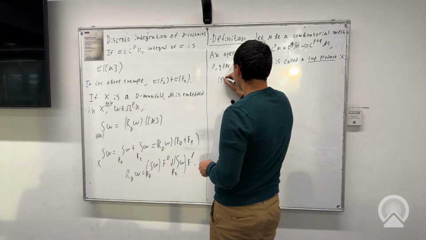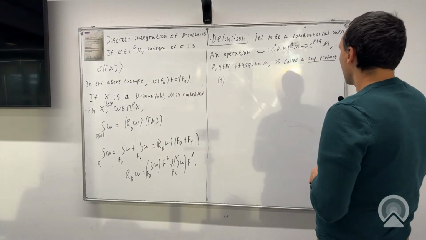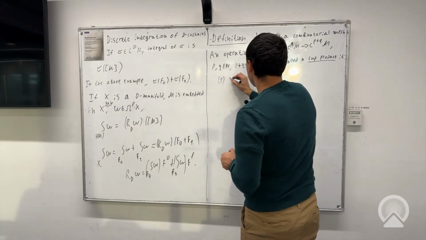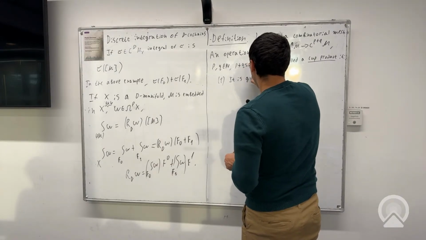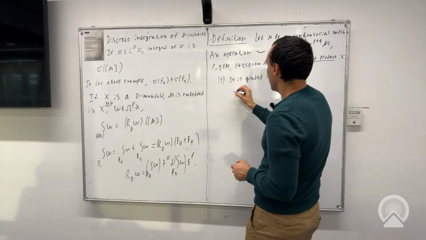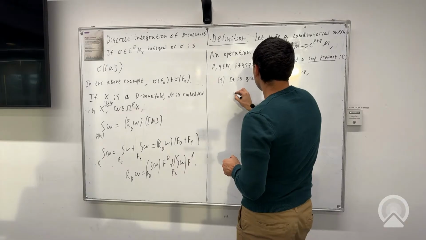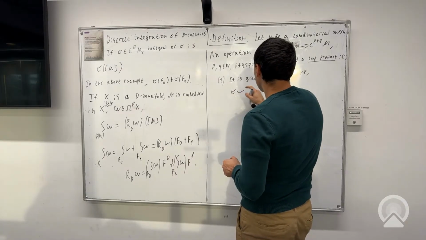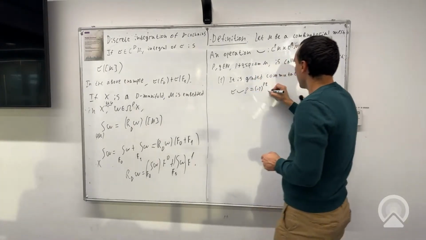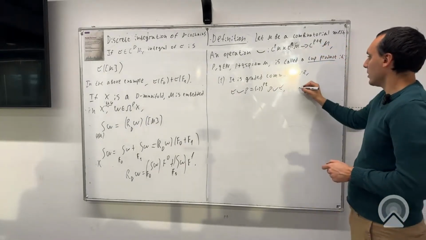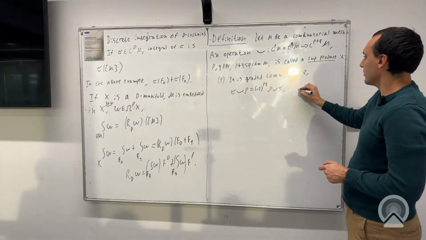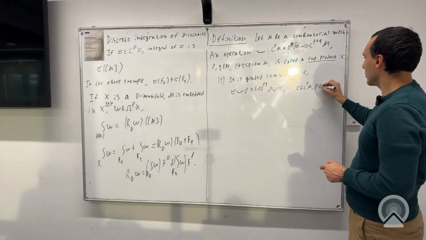So first, it is graded commutative. So sigma smile rho is minus 1 to the power of PQ rho smile sigma, where sigma is a P cochain and rho is a Q cochain.